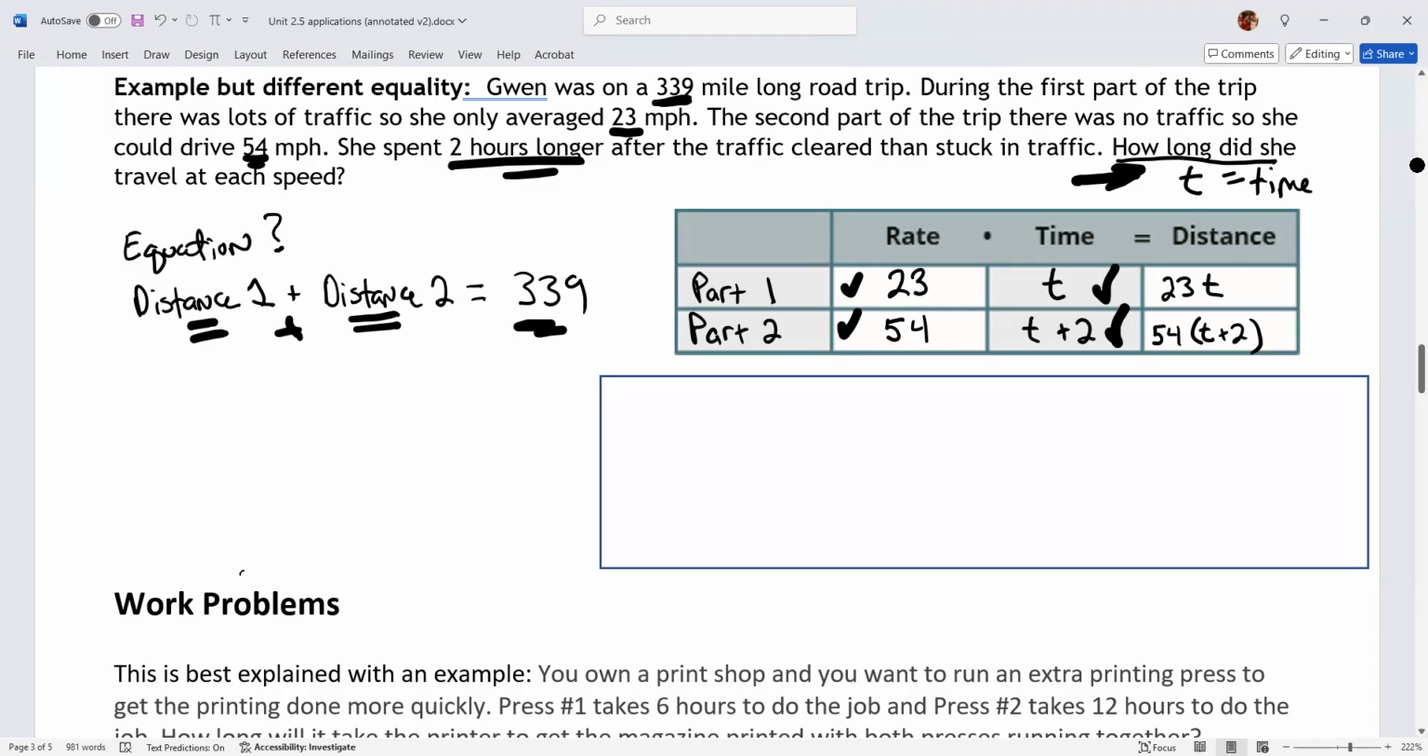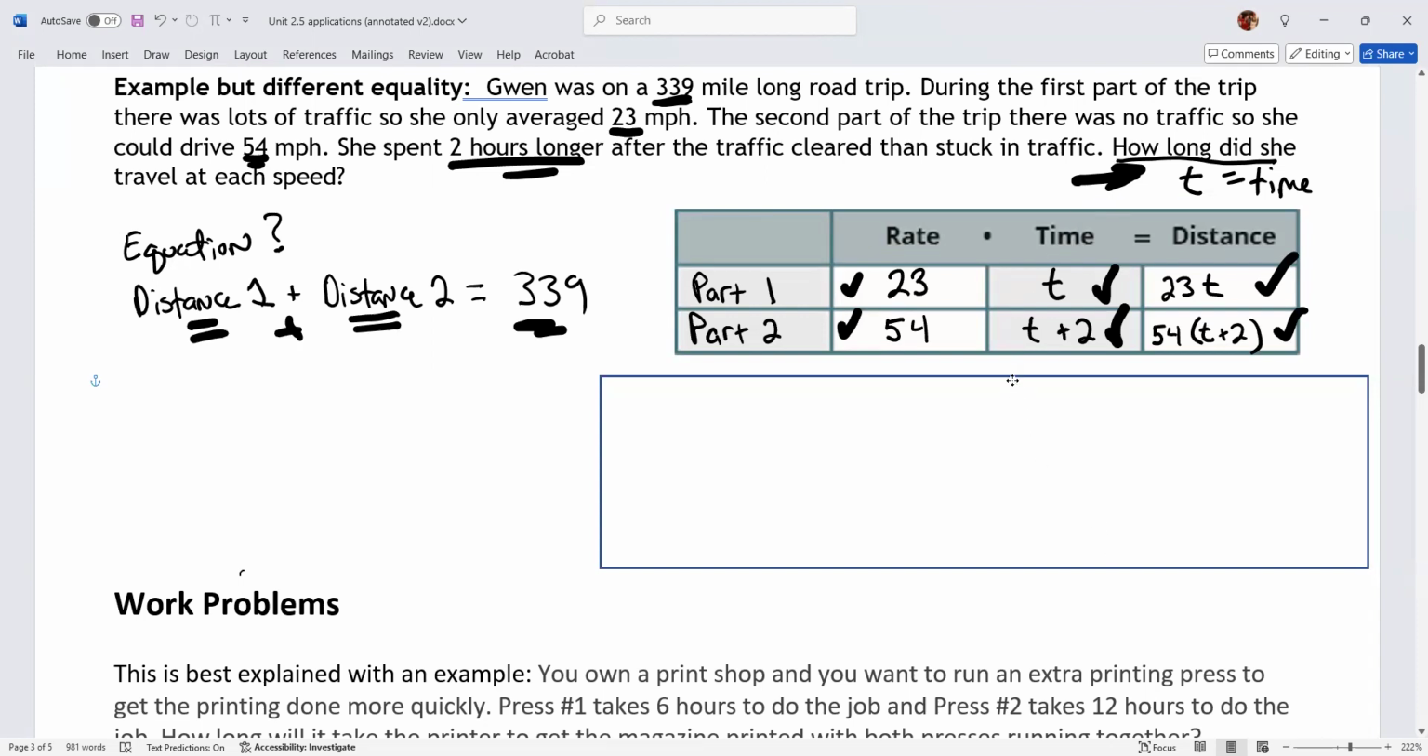The total distance, well, distance is equal to rate times time. Since I have values in both rate and time, I can just multiply those. So there's where I get 23 times t, or 23t, and 54 times t plus 2, which is 54 parentheses t plus 2. So we agreed that my equation is I can take the distances and add them together, and I know that it equals 339. Well, the distance contains the variable t. So when I solve the equation, I am solving it for t.